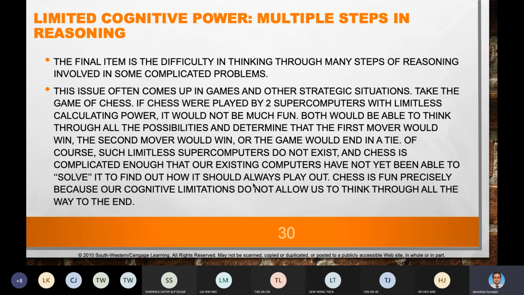Because our cognition is limited. So that always makes it fun for us. So we cannot find a solution for all the unlimited choices or chances or solutions.